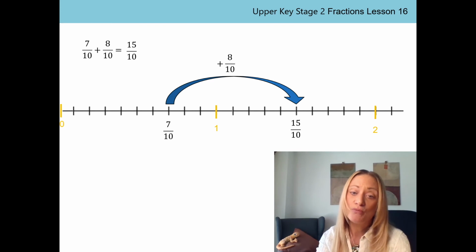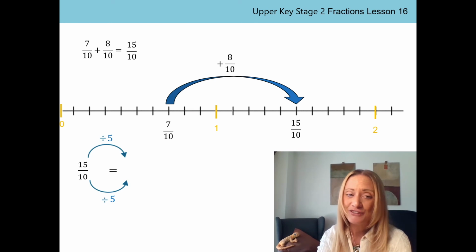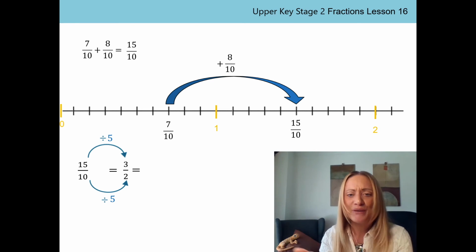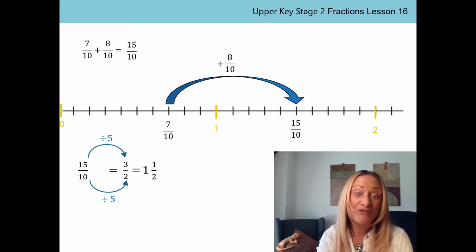So I can divide the numerator and denominator by the same highest common factor, which is 5. And what did you get as your equivalent fraction? 3/2. Fantastic. And it might help to have a think about that pizza now. If I look at a pizza and I cut it into halves, how many halves is 3/2? How many pizzas would I have? I would have 1 pizza and another half of a pizza.